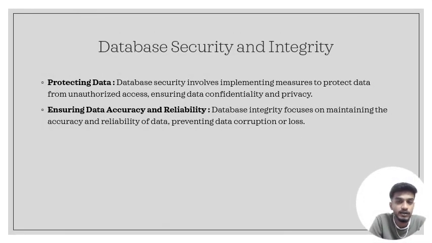Data security and integrity: protecting the data. Database security involves implementing measures to protect the data from unauthorized access, ensuring data confidentiality and privacy, and ensuring data accuracy and reliability. Data integrity mainly focuses on maintaining the accuracy and reliability of data and preventing data corruption or loss.